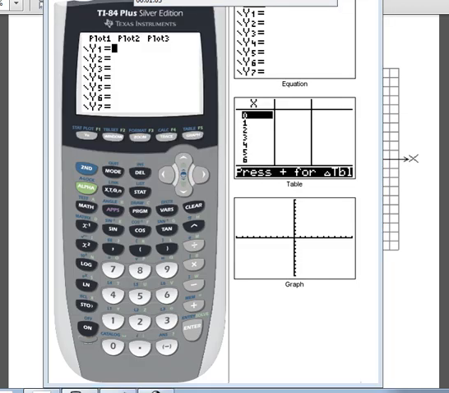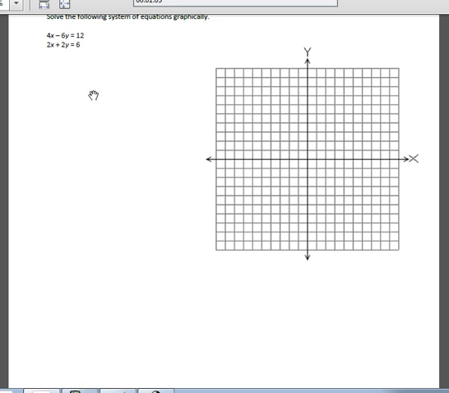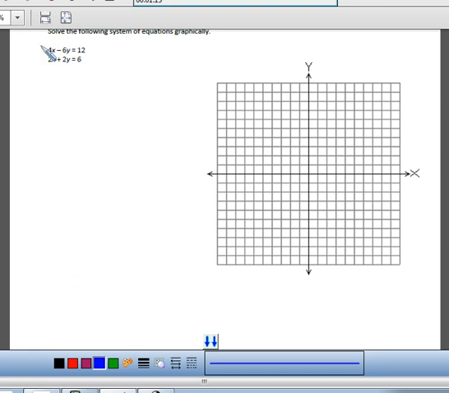So I have mine. Before we use the graphing calculator, however, I need to transform these two equations, because right now they are in standard form. I want them to be in y equals mx plus b form. So I've got 4x minus 6y equals 12. I'll start with that one. First I'm going to add 6y to both sides. And then I have 4x equals 12 plus 6y.